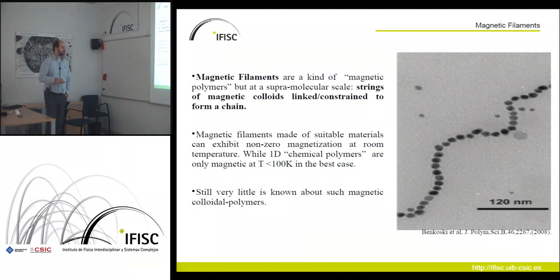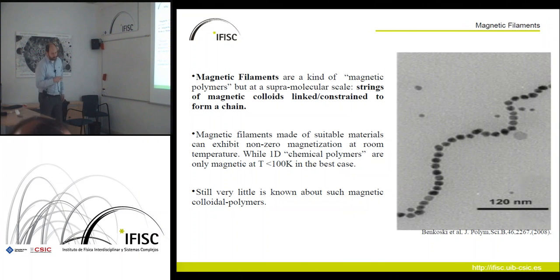Well, as you can see here, a magnetic filament is basically a string of colloids, of colloidal particles that are magnetic. And they are held together either by some link between the particles or by some kind of constraint, as we will see later. What is the advantage of magnetic filaments with respect to chemical polymers? Well, the basic advantage is that you can have a strong magnetization and that the magnetic properties of the filaments can be retained at room temperature or even above that temperature.